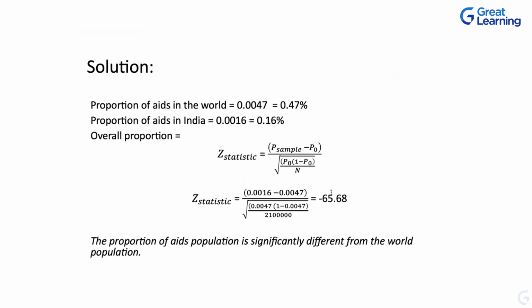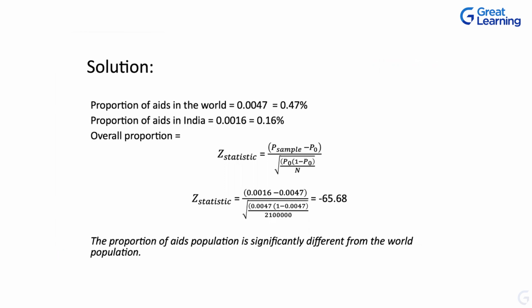So if you calculate the Z statistic, this is significantly different from the world population. I won't call it higher, just significantly different. Just looking at the proportions, you can see that 0.16% is significantly different from 0.47%. Even if you take 3 standard deviations, the value is around 2.58, but here you are getting minus 65.68. So take that as plus or minus 2.58. It is way beyond that value, so it is significantly different. That's an example of a test of proportions.